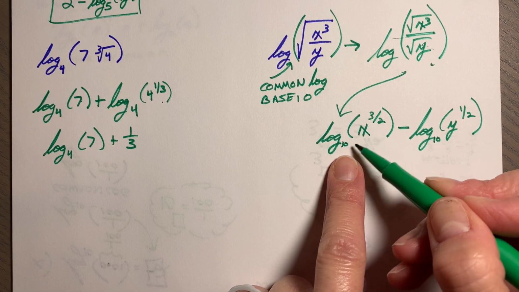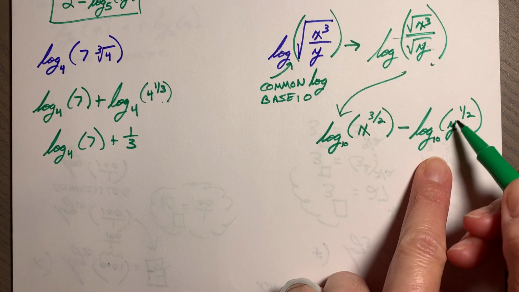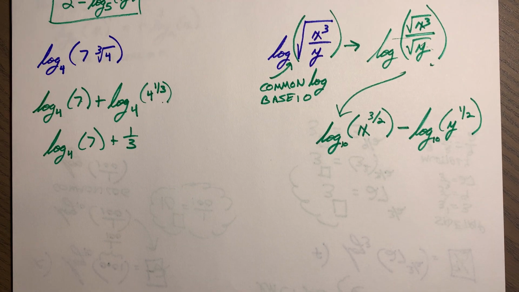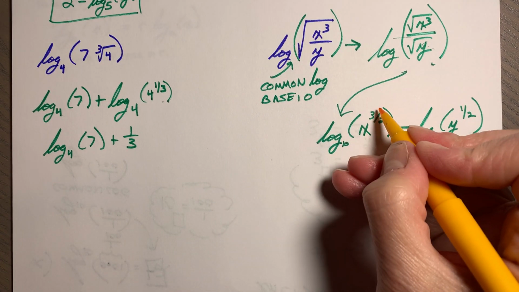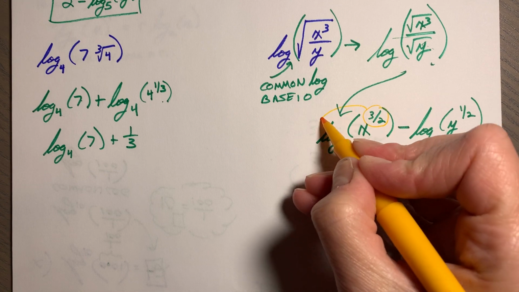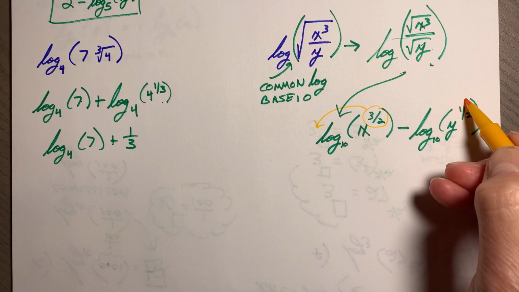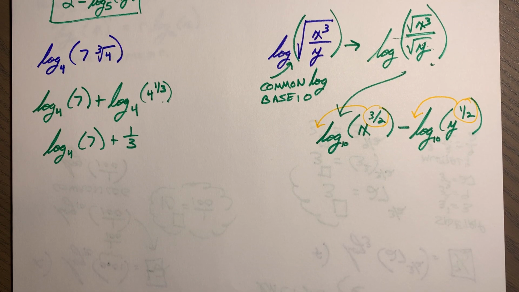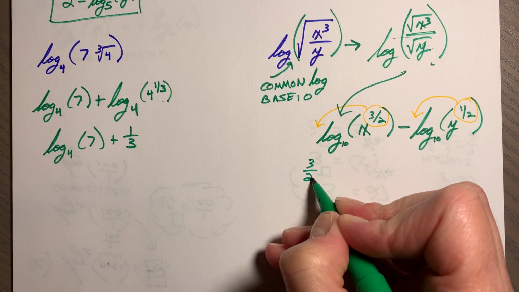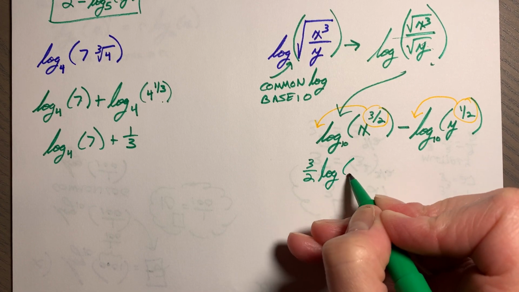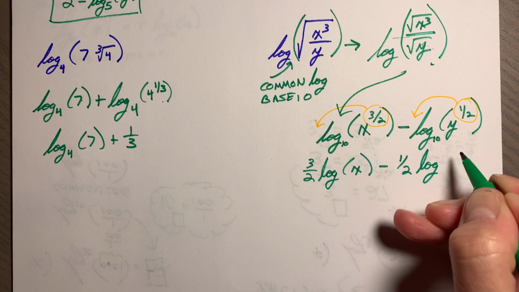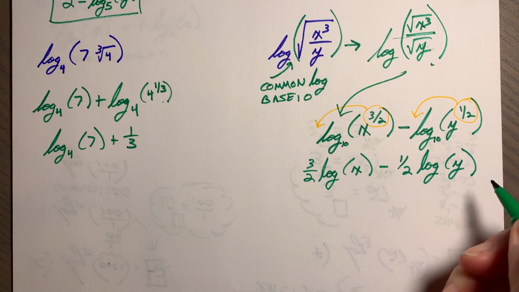So I cannot do any simplifying. This certainly is not base 10. This is not base 10. But we are going to use our power property here. If we have this exponent, it can come and be a coefficient. This exponent can come down and also be a coefficient. So our final answer here is going to be 3/2 common log x minus 1/2 common log y.